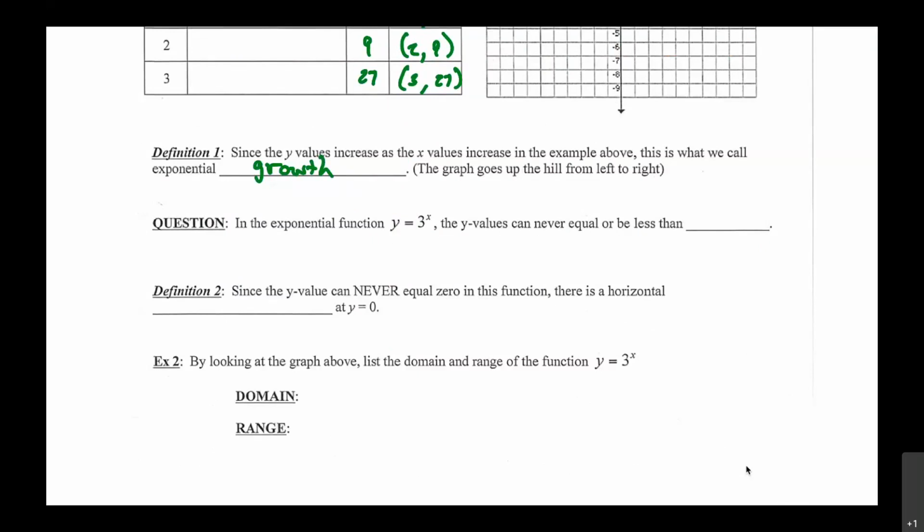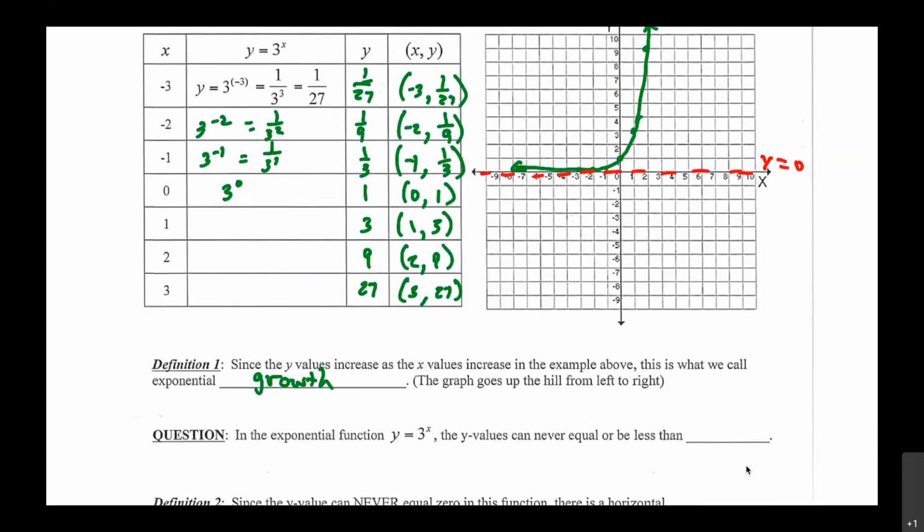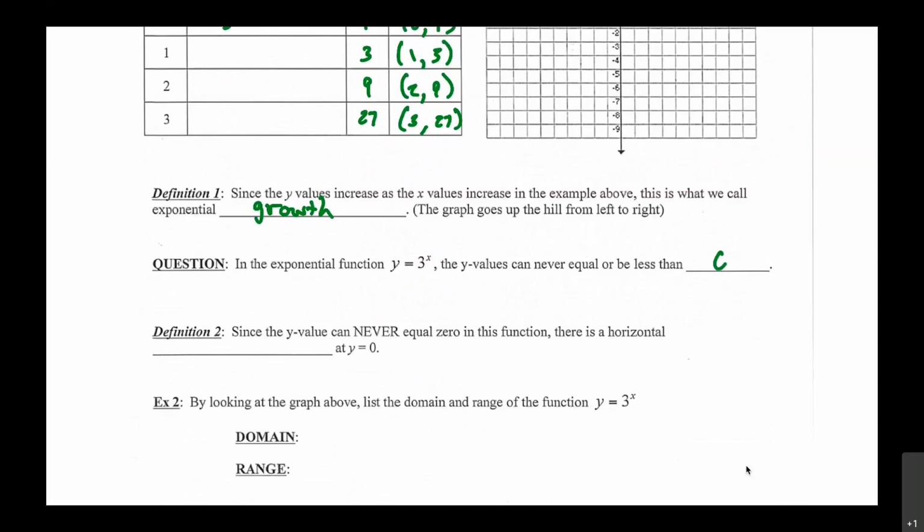The question then is, in the exponential function, the y values can never be less than, we kind of just talked about it, we've got that horizontal asymptote, can never be less than 0. Can never be less than 0 in this problem, or even equal to 0 for that matter. And therefore, that leads right into the next line. Since the y values never equal 0 in this function, there is a horizontal asymptote at y equals 0.